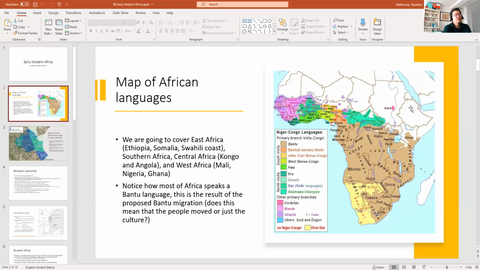So we're going to talk about the eastern part of Africa, which is around here. We're going to talk about the southern part of Africa, which is down here. Very little, but it's a little bit. We'll talk about Central Africa. I'm going to try and talk about that, as much as I can, like East Africa. And then we'll talk about West Africa, but not too much of West Africa, but more so than in Southern Africa. Okay.